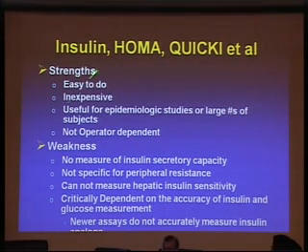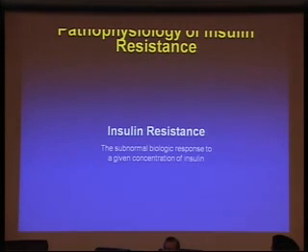Strengths: these are easy to do. They're relatively inexpensive. They're useful for epidemiologic and large studies, and they are not necessarily operator dependent unless you have different insulin assays. Limitations: no measurements of insulin secretory capacity, not specific for peripheral resistance, cannot measure hepatic insulin sensitivity. It's critically dependent on the accuracy of the insulin and glucose assays, as are all of these.